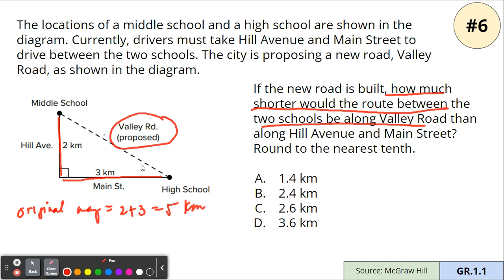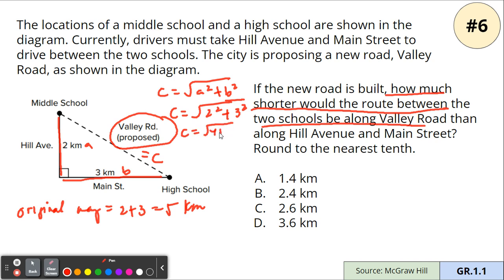Right? Let's find out what is our proposed Valley Road. So as you can see, this one is C in our right triangle. So to find our C, remember, we will have the square root of A squared plus B squared. So C is equal to 2 squared plus 3 squared. This is our A, this is our B. So C is equal to the square root of 4 plus 9 and that is the square root of 13. So C is, actually, that is 3.6.